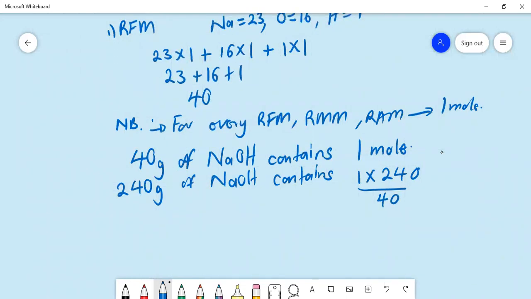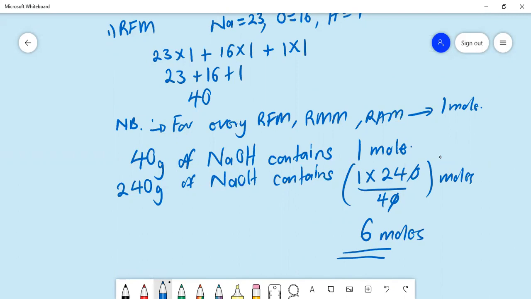But these are moles, remember, bracket, these are moles. So when you divide this, 6 moles. 6 moles, very good. That means the number of moles are what? Are 6.